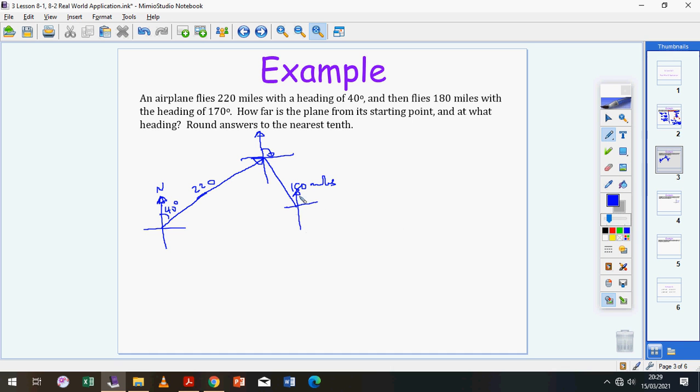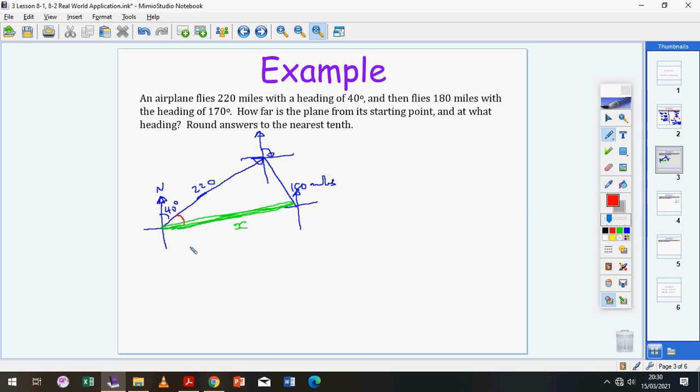Okay, so I have a big triangle, and this is the distance from where it started to where it ends up. It's asking how far it is from its starting position and at what heading. So I need to find this value of x, and I also need to find this angle here.